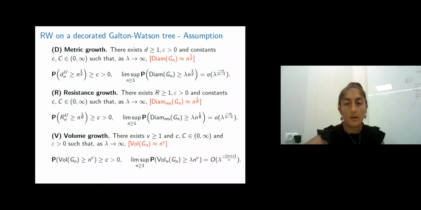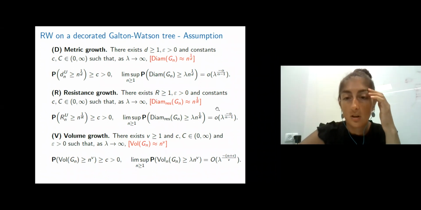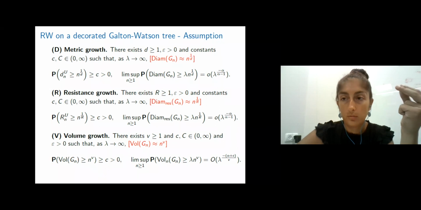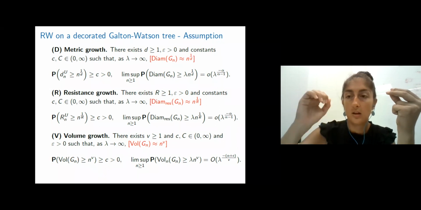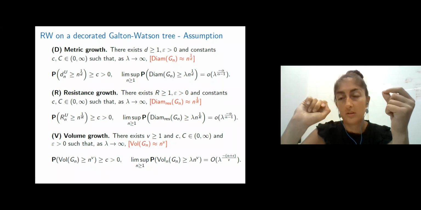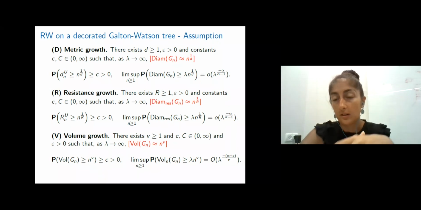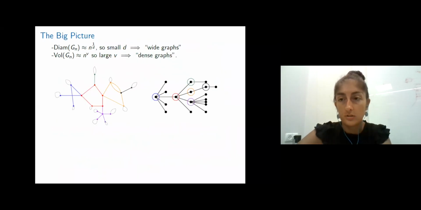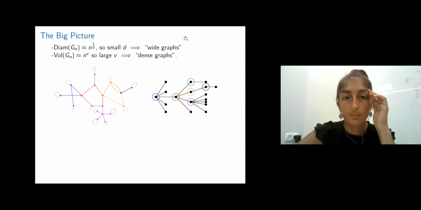And so you have these three assumptions, but really it's just these three exponents which tell you how the distance, the resistance, and the volume grow across these graphs, and how they depend on the boundary length of the inserted graphs, which is going to really be the degree in the underlying tree. And just to give you the big picture before we dive into some proofs.